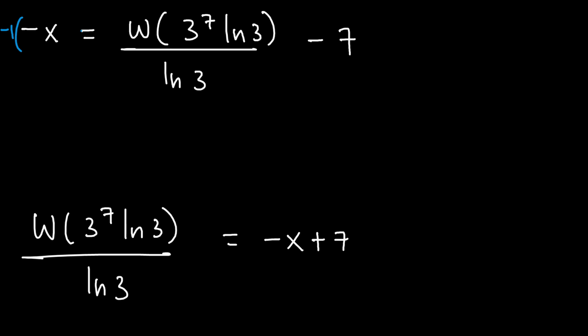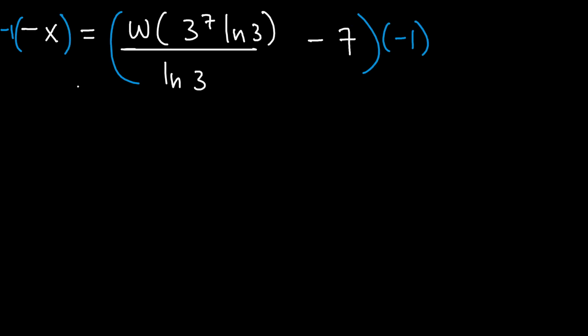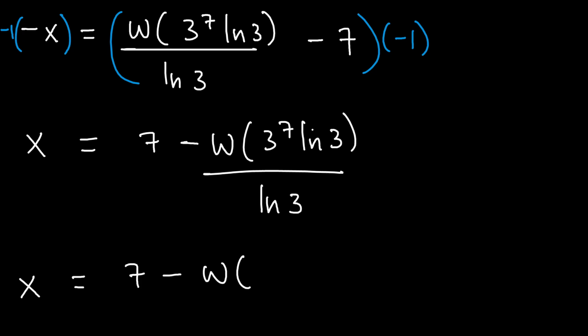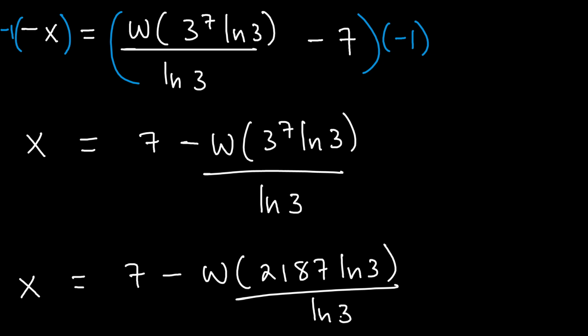And at this point, we can multiply both sides by negative 1. On the left hand side, we shall remain with positive x equaling, now on the right hand side, this will become positive 7 minus W of 3 to the power of 7 times natural log of 3 divided by natural log of 3. And this is the same as x equaling 7 minus W of, now 3 to the power of 7 is 2187, times natural log of 3, divided by natural log of 3.